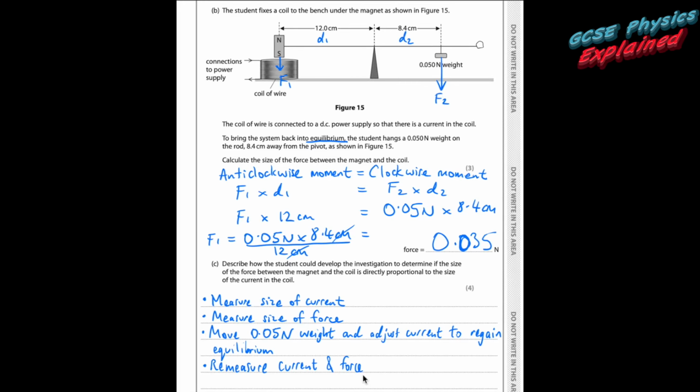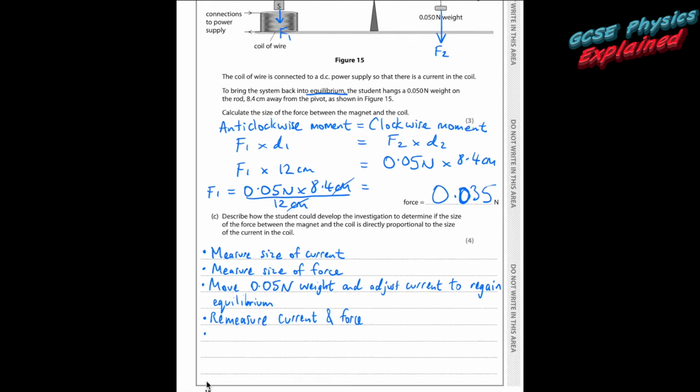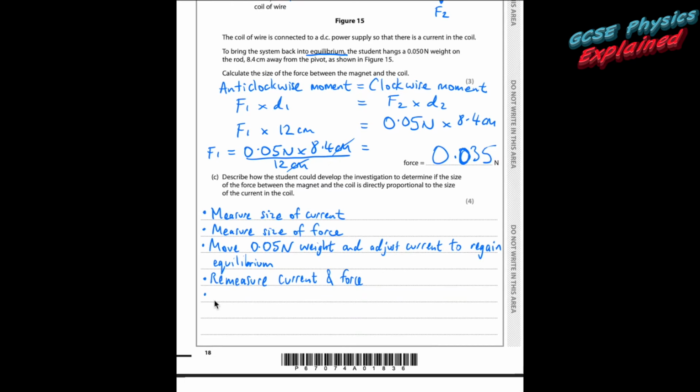now there's a couple of things you can do from here. You could either get the ratio of force divided by current for each reading. If the ratio is the same, then they're directly proportional.